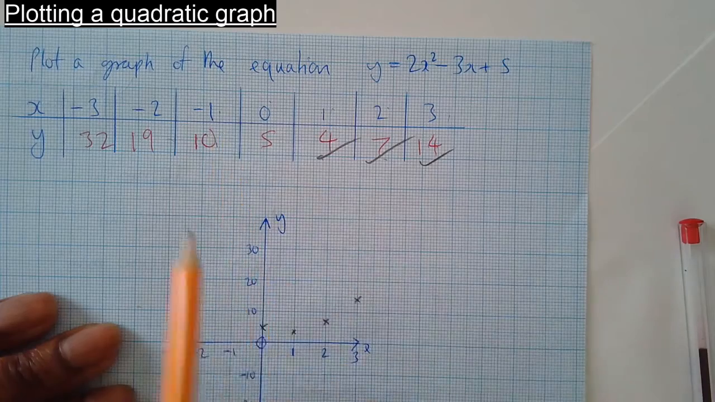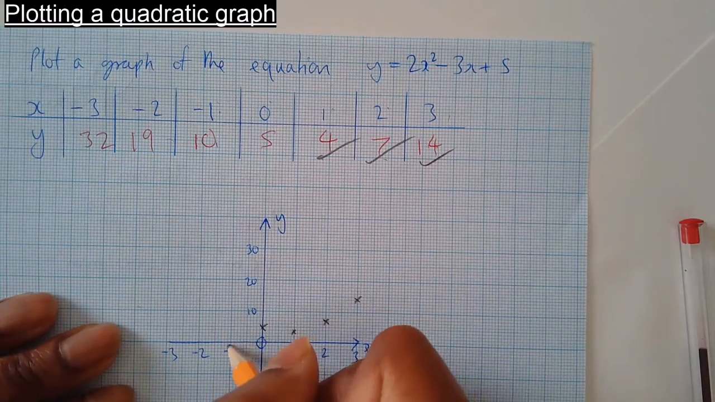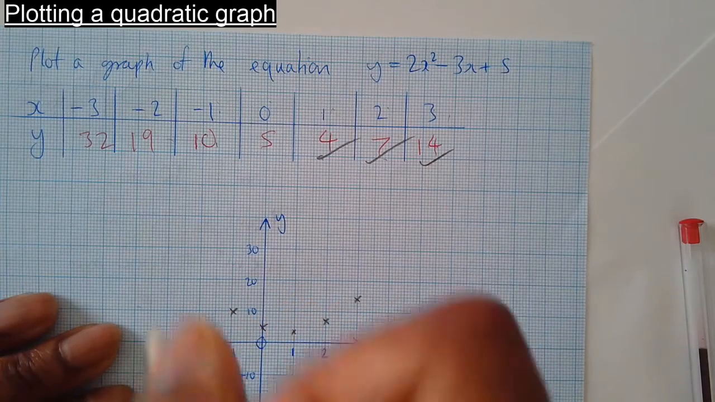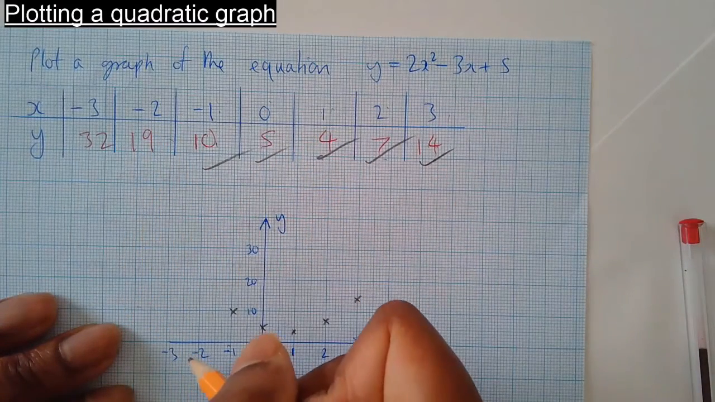Negative 1 and 10. Negative 1 along the corridor. Negative 1 is here. And then 10 up the stairs. You can see it's taking a U shape already. Negative 2 and 19. Negative 2.